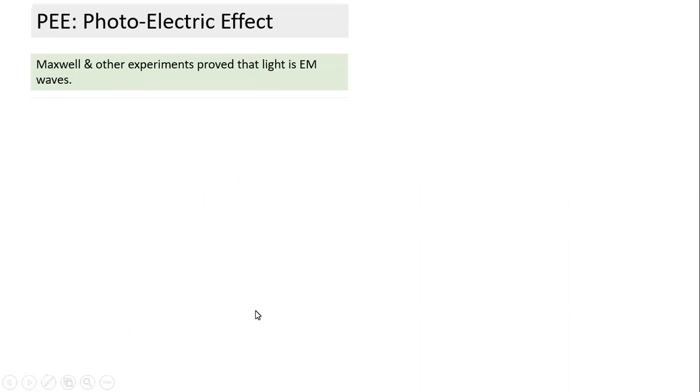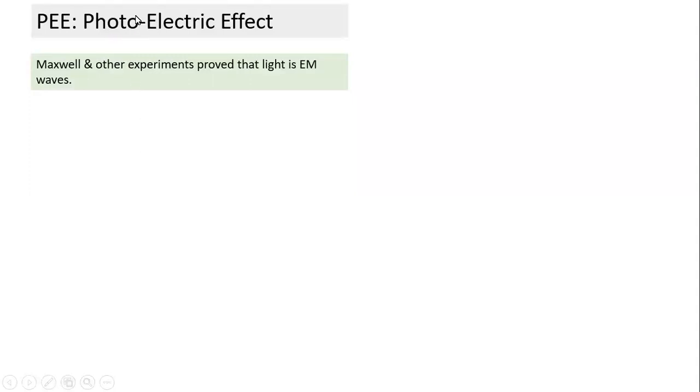Most of physics, or most of science, has evolved based on some experiments, and some of these are what you may call landmark experiments. They gave a new insight into nature's behavior. So let's understand the photoelectric effect.